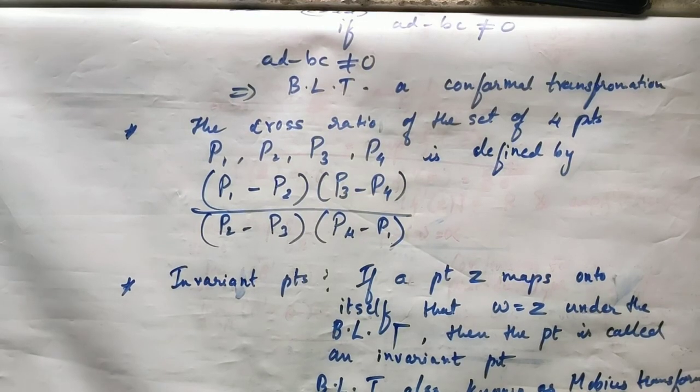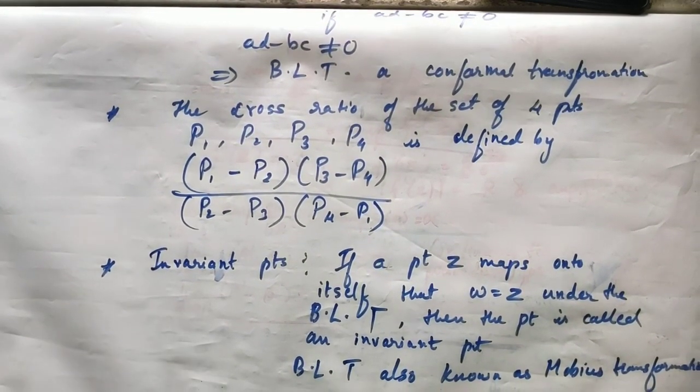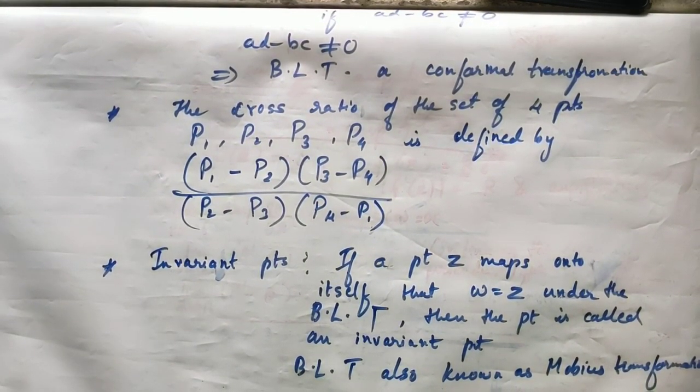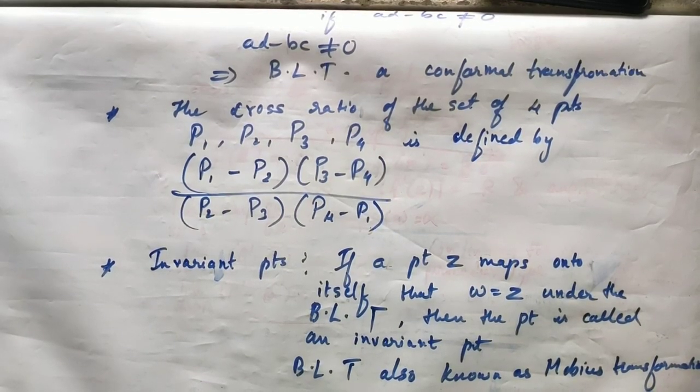Also you have to remember one more important point. BLT is also known as a Mobius transformation. These are some important points that you need to remember.